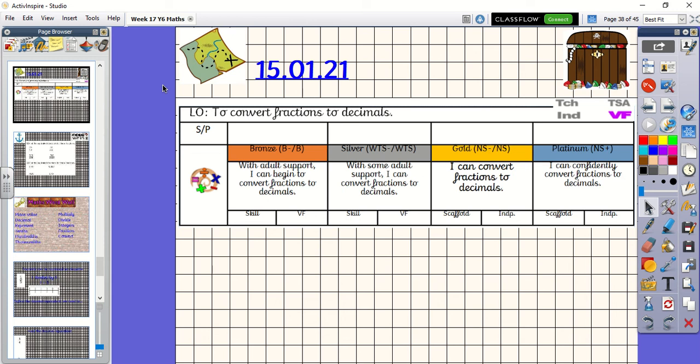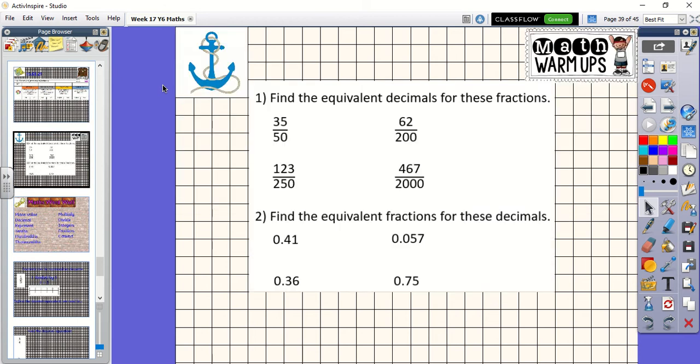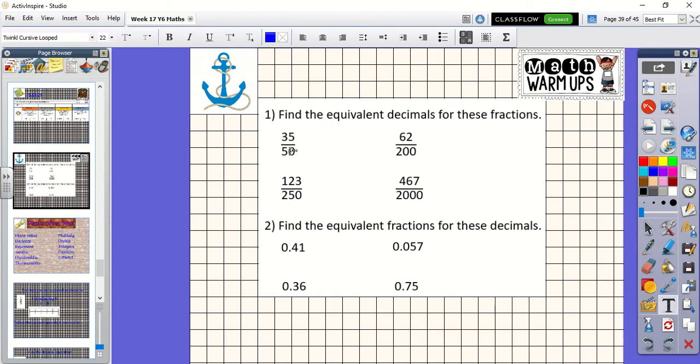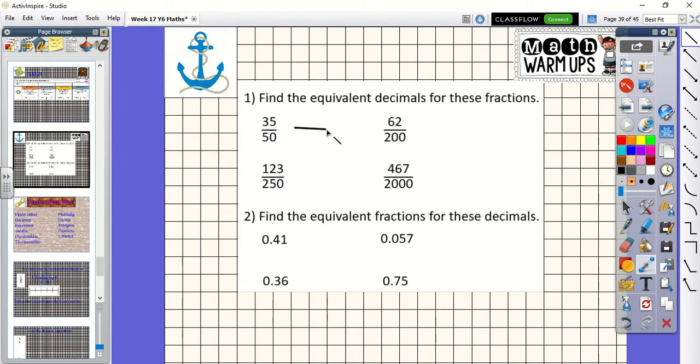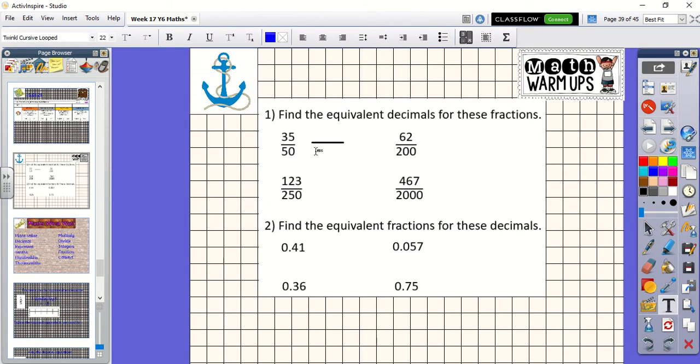So today is the 15th of January and we are going to be continuing on from converting fractions to decimals, just like yesterday's lesson. Okay then, so let's find the equivalent decimals for these fractions here. I can see that the denominator there is 50, and we know that for our fraction to become a decimal, we need either 100, 10 or 1,000 to be our denominator. So I'm going to put 100 there.